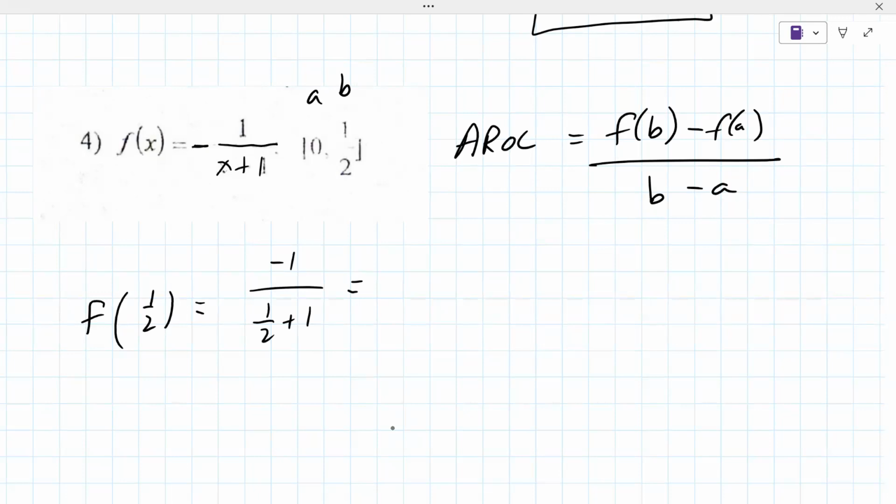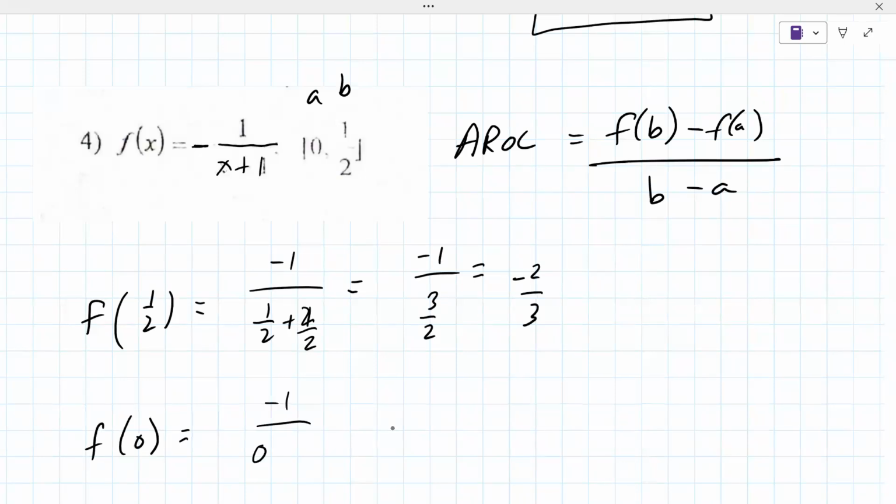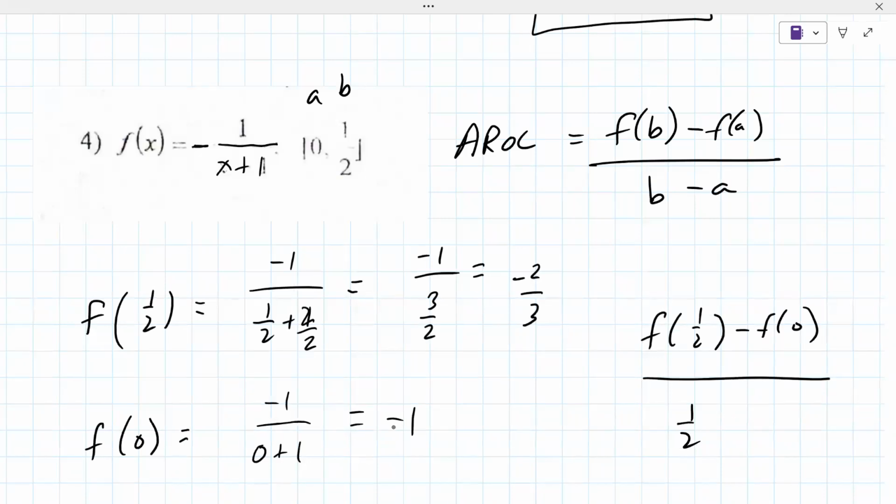I guess the instructor wants you to get like really good at fraction manipulation. 1 is really 2 over 2. That's how you get the 3/2. And then when you have a fraction on the bottom, you flip it to get negative 2/3. I mean, that's my guess. I don't really know why there's so much emphasis on fractions, but there is. F of 0 is negative 1 over 0 plus 1, which is negative 1. So your average rate of change in this problem is f of 1/2 minus f of 0 over 1/2 minus 0. That's why we did f of 1/2 and f of 0.